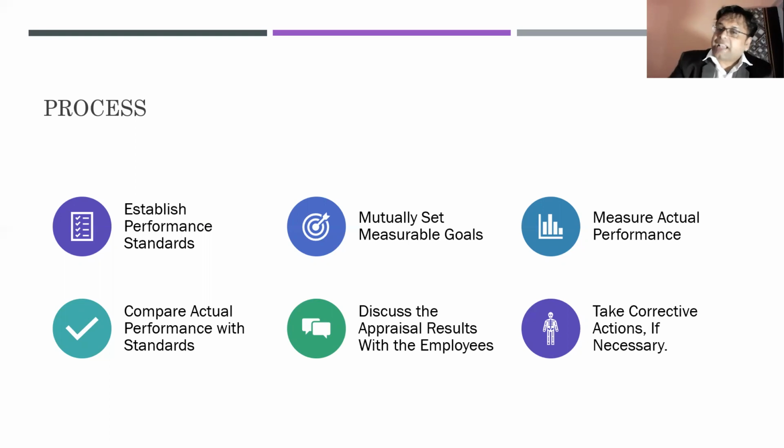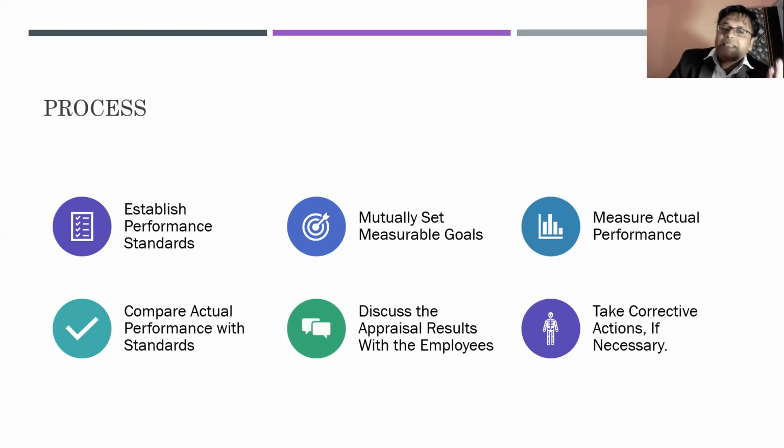Next one is to measure the actual performance. First we have set the standard, then we have set the goals, then we are actually measuring. Okay, fine, you have told us that you would be ensuring 100% customer retention, but we have seen there are 5 customers who have left. They are not continuing business with us. So that means you have not been able to fulfill your objective. Then what can be the reason? That's the idea. So, measure the actual performance.